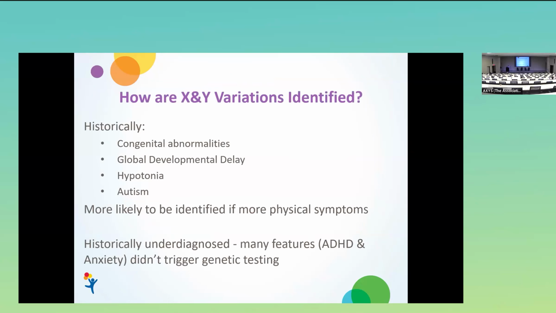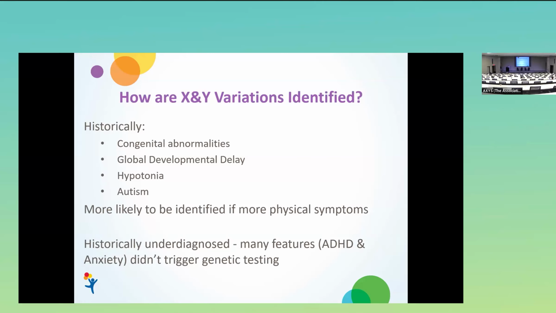So how do we identify X and Y variations? Historically, it was from congenital abnormalities or birth defects that would have genetic testing as part of the workup. We also historically would do genetic testing when a child presented with global developmental delay, hypotonia with significantly low muscle tone, or a diagnosis of autism as an indication to order genetic testing. And often physicians are trained to order genetic testing in a child who presents with more physical symptoms or physical differences in their appearance.